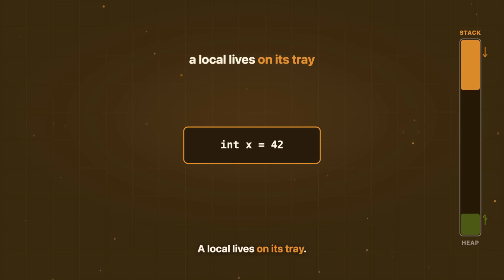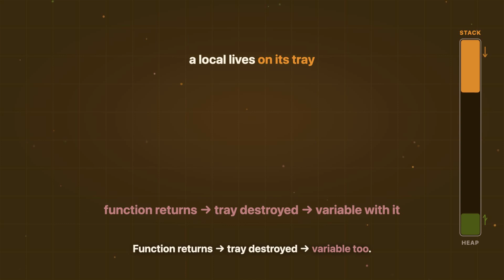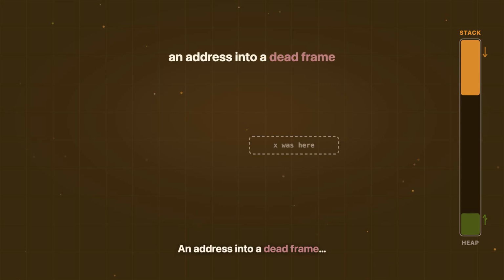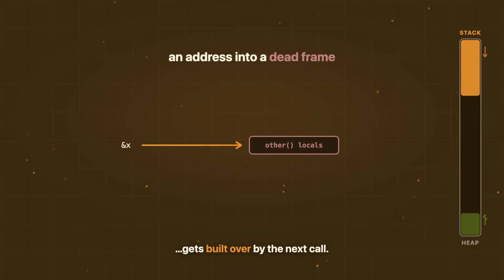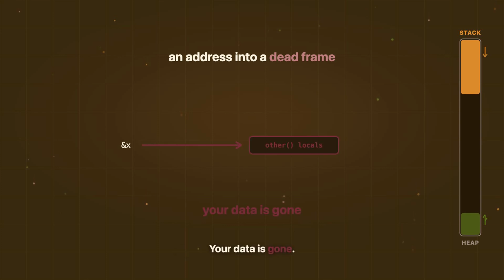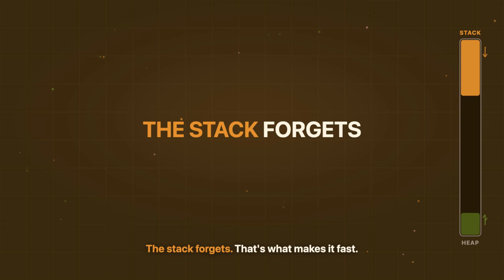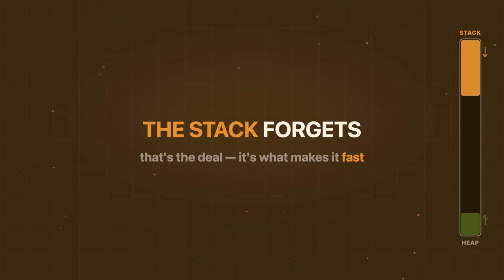A local variable lives on its tray. When the function returns, the tray is destroyed, and the variable with it. So if you keep an address pointing into a dead frame, you're pointing at reclaimed ground. The next function call builds a new tray right on top of it. Your data is gone. The stack forgets. That's the deal. It's what makes it fast.